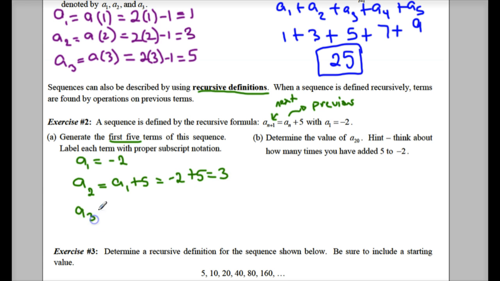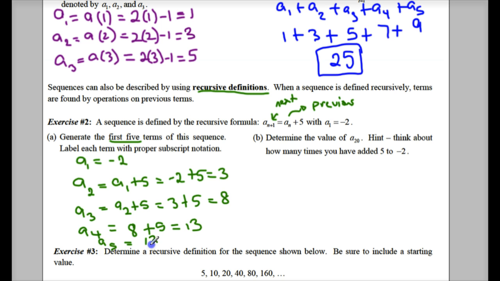Now it says a3. I'm using the previous term, which is a2 plus 5, which is actually 3 plus 5, which is 8. A4 is my previous, 8 plus 5, which is 13. And then my last one, because I'm finding the fifth term, is the previous, which is 13 plus 5 is 18. So these here are my first 5 terms that I was asked for.